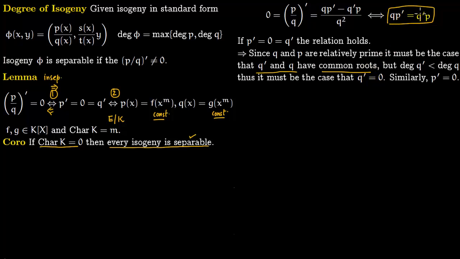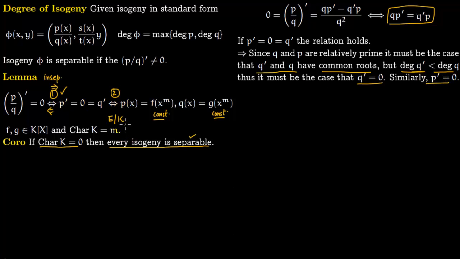So if they have exactly the same number of roots, then it has to be the case that q prime is 0. Now that is because the degree of q prime is less than the degree of q, because you're taking a derivative. That makes it impossible to have exactly the same number of roots with multiplicities. You count the multiplicities as well. So we have been able to show that q prime is 0. Now a similar story you can tell with p prime, and p prime would be 0. So this one is done.